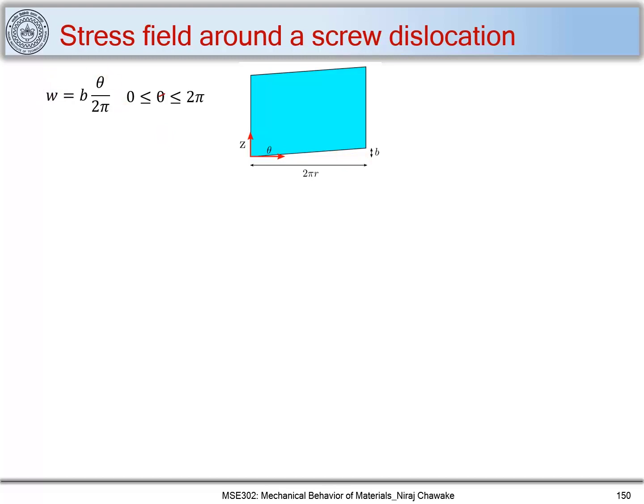So how can we write this? Let us understand this. When I have 2 pi, I get b. So for a given theta, what can the displacement w be? I can write w as b theta upon 2 pi. This is how we get this relation. And you can write this theta.